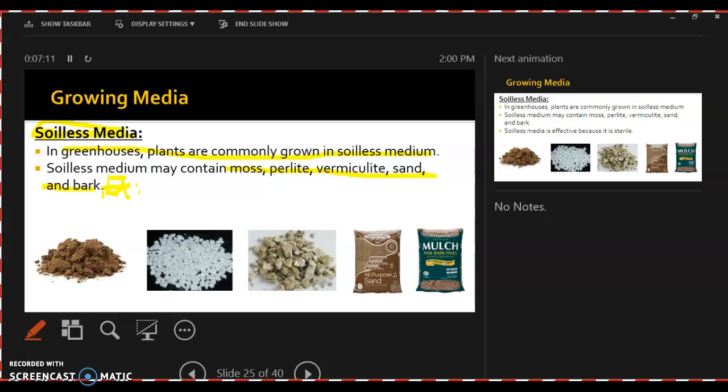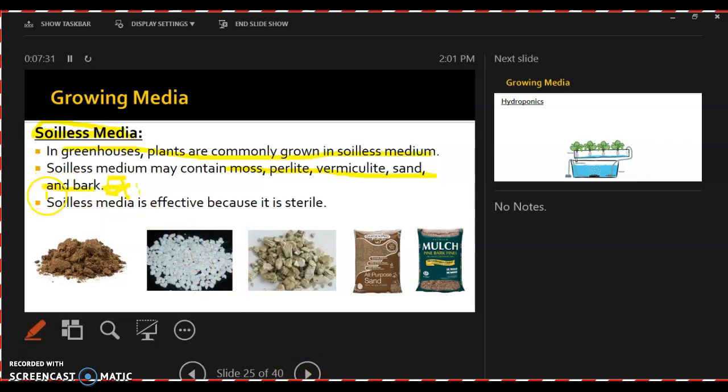So what that means is these are really high in some minerals and nutrients that the plants need. So what's going to happen is maybe your plants in your greenhouse are deficient in something, so you might add moss or vermiculite to increase those minerals.